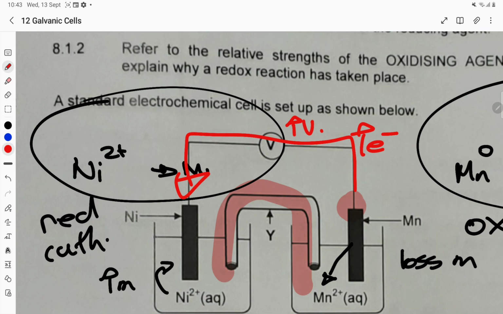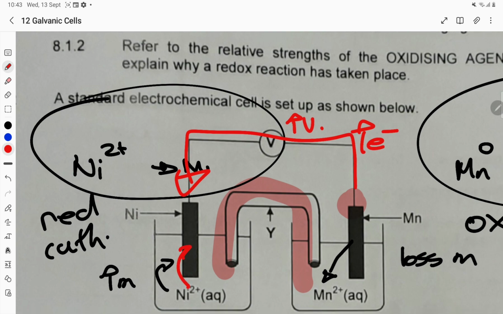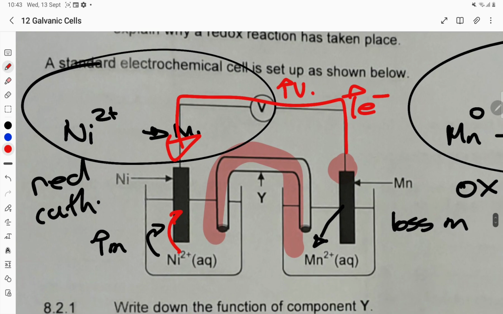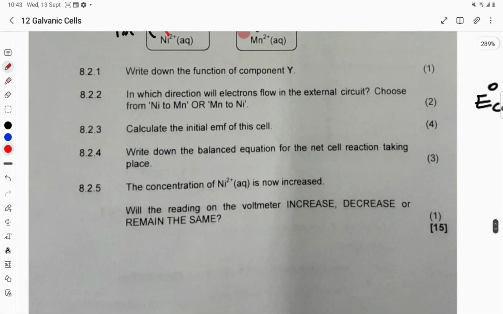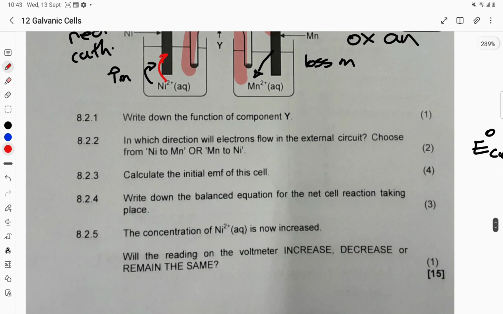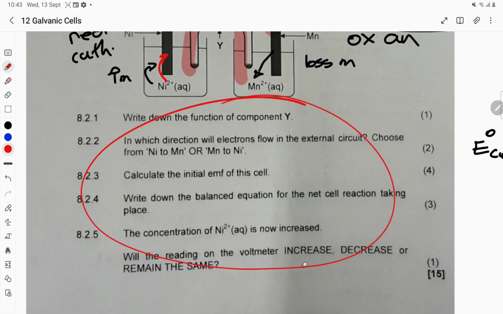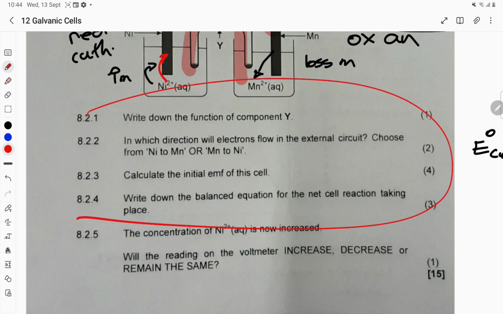More nickel ions will be converted to nickel metal as well, then increasing the rate of mass gain. So I mean that was 15 marks, and I think that if you just know the logic of it, this is straightforward. Maybe not 8.2.5, need a bit of theory there, but that's really straightforward.